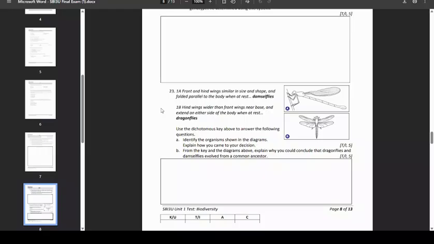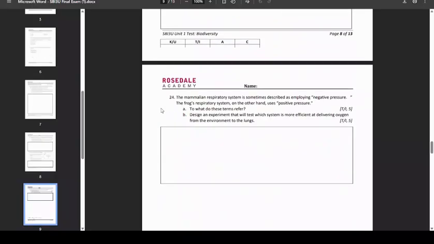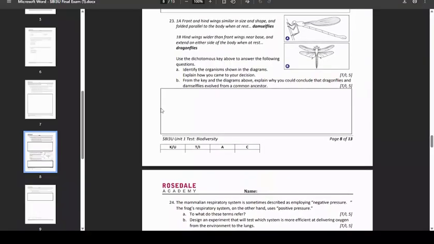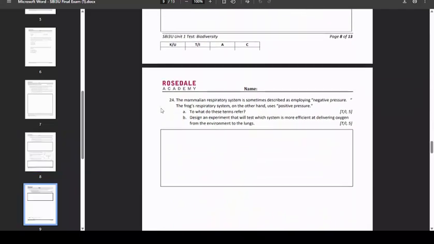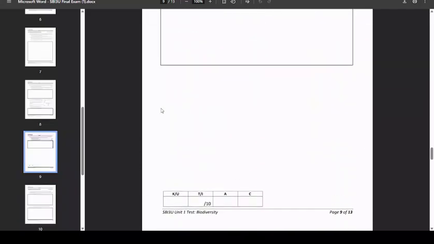Use the dichotomous key to answer the following questions. Identify the organism shown in the diagram. Explain how you did this. I don't think we can do this. Can we? Oh no, I don't think we can. Yeah, let's skip this one.